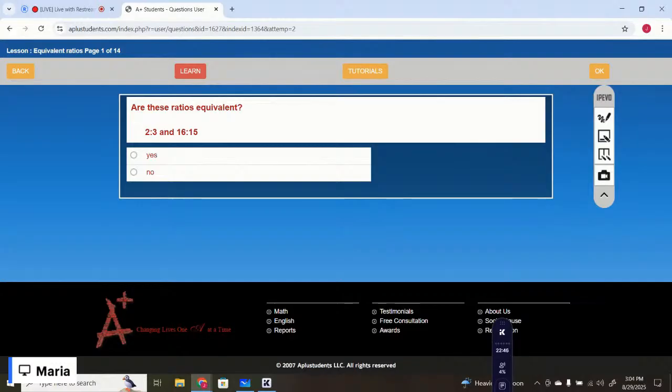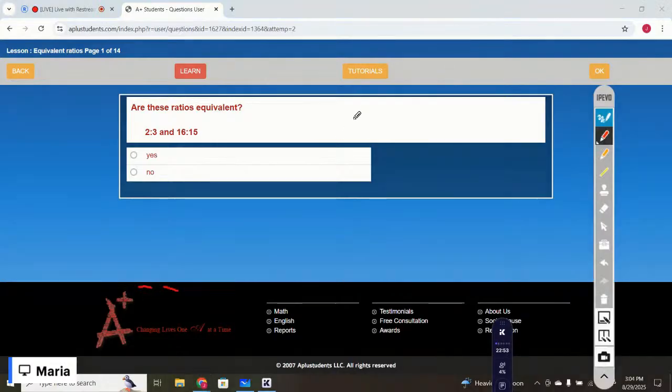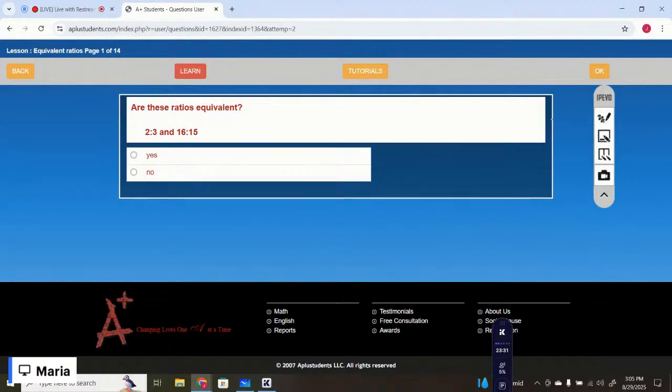Are these ratios equivalent? 2:3 and 16:15. So 2/3 equals 16/15? You have to do 15 times 2 equals 16 times 3. 15 times 2 is 30. 16 times 3 is 48. So both sides are not equal, right? So the correct option is no, they are not equal.